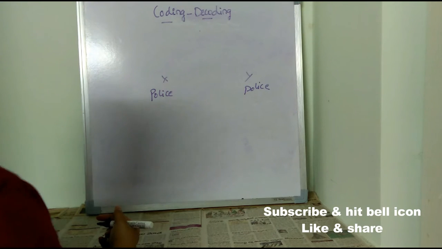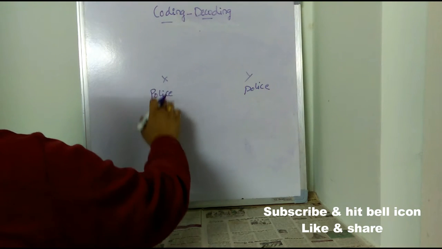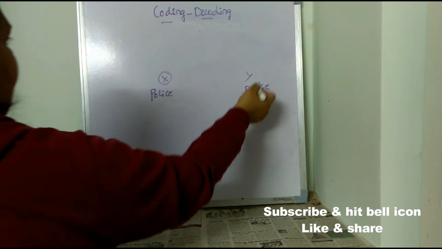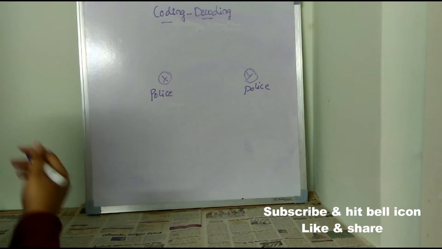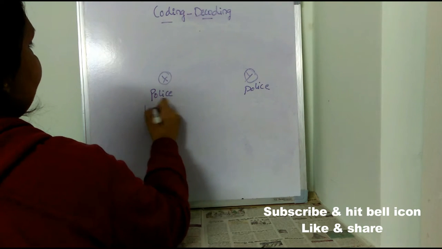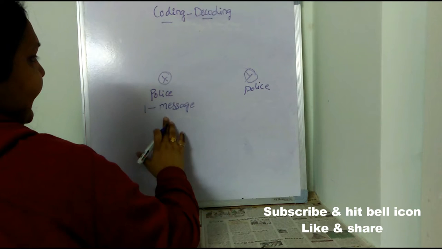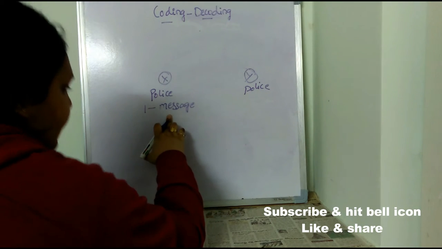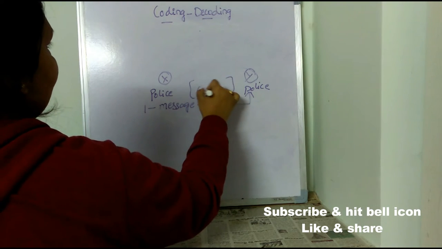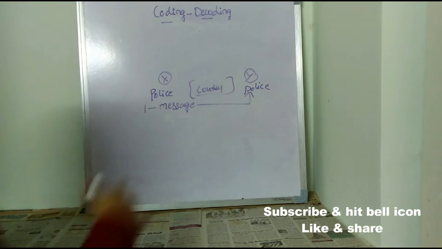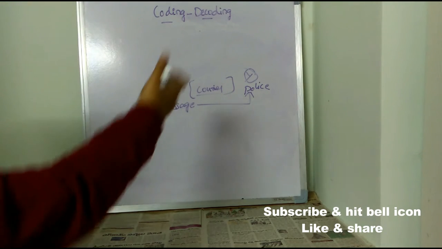We need to understand why we need to use coding and decoding. Let's think there are two policemen. First policeman is at place X. Second policeman is at place Y. Both are very far. Here the first policeman has an important message and he needs to tell that important message through a letter to the second police. So he sends it through a courier or some other way to police Y.